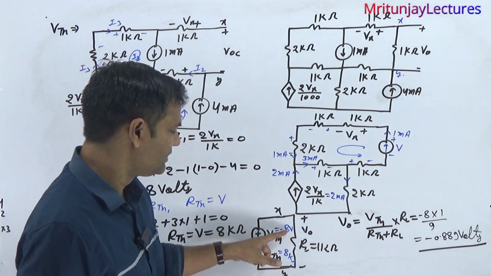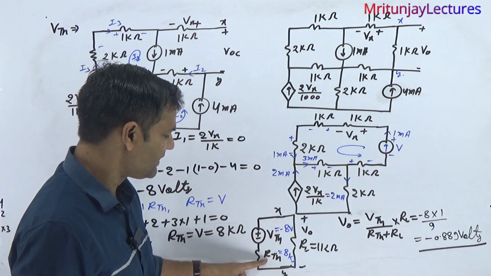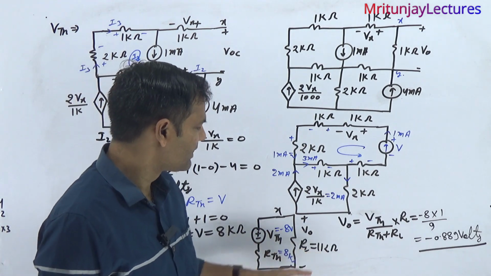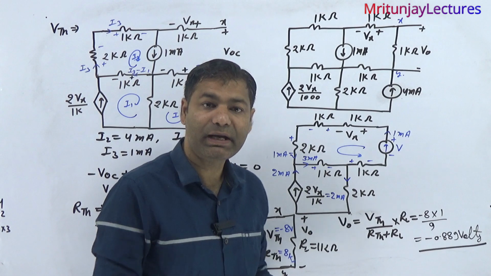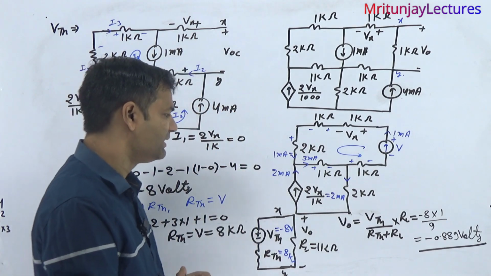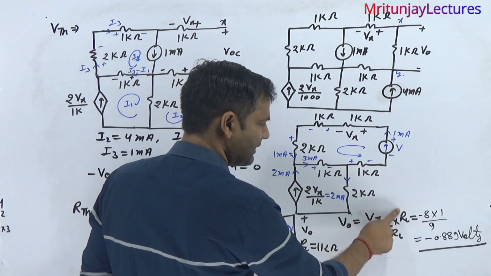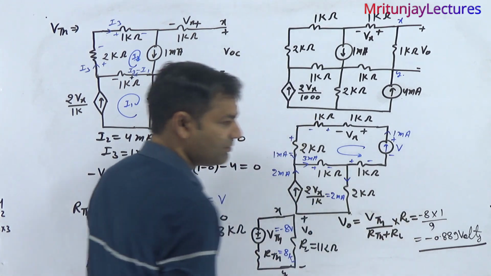VTH is minus 8 volt, so written is minus 8, and RTH we put this value, and RL is 1 kilo ohm. After that, apply the voltage divider rule. V naught is written as VTH divided by RTH plus RL, into RL. Put this value and we get the final answer.